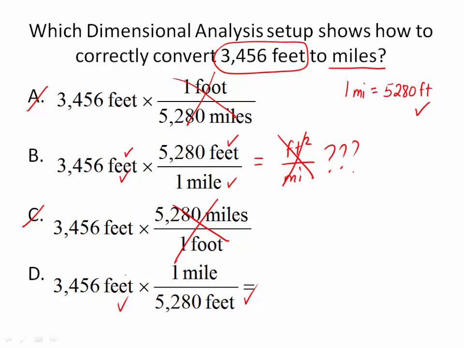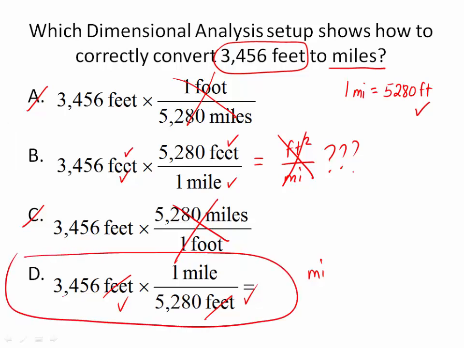Here we had feet in the numerator, but we put feet in the denominator, and what happens when we have something on top being divided by itself on the bottom? Feet divided by feet, that's equal to 1. They disappear. They cancel each other out. And what unit do we have left? Well, that's the mile. So D would be the correct setup here. We start with 3,456 feet. We divide that by how many feet are in 1 mile.